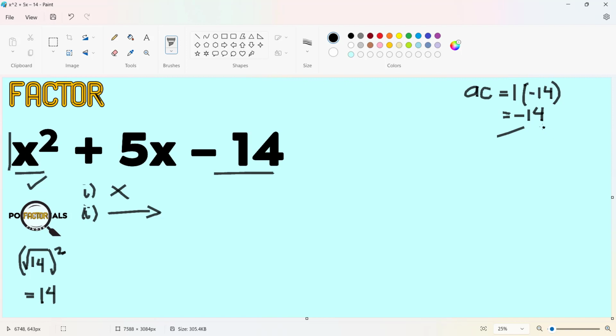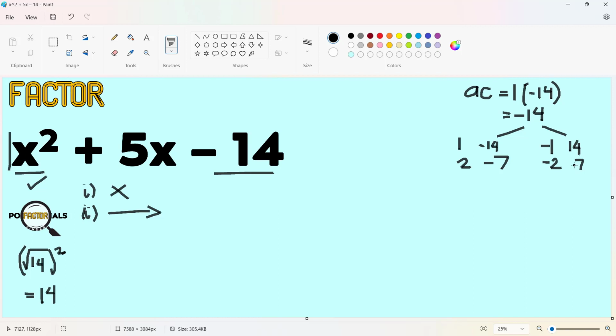Now, let's look for factors of negative 14. So we'll have 1 and negative 14 as given. We could also try 2 and negative 7. We could also try the reverse of its signs, or the opposite signs. We have negative 1 and 14. We could also have negative 2 and then 7.